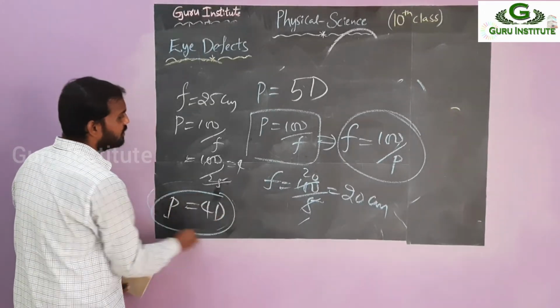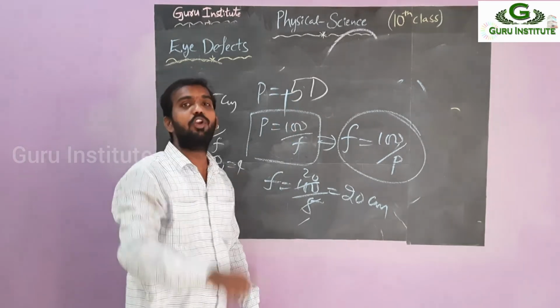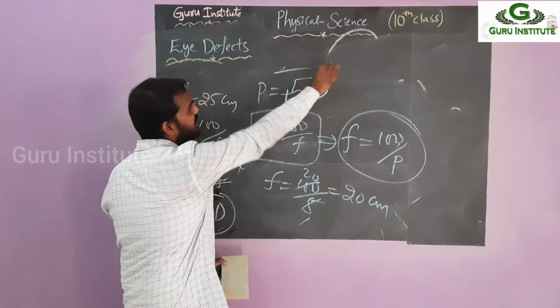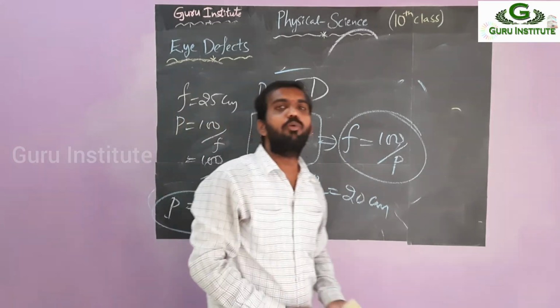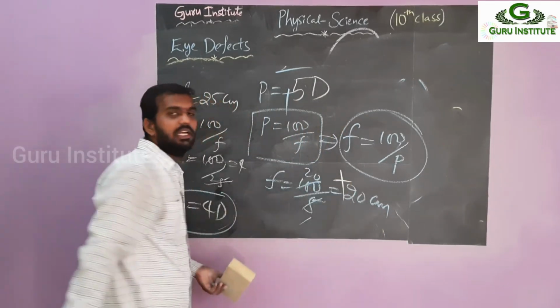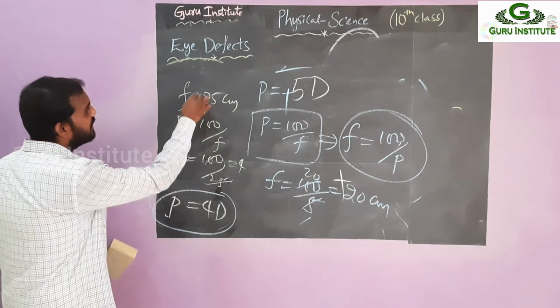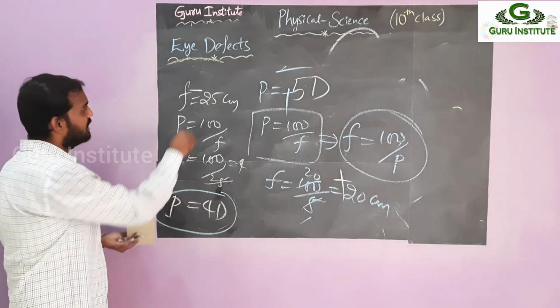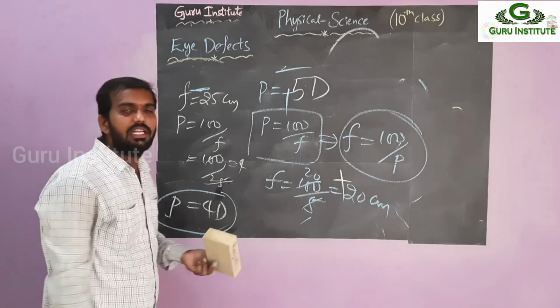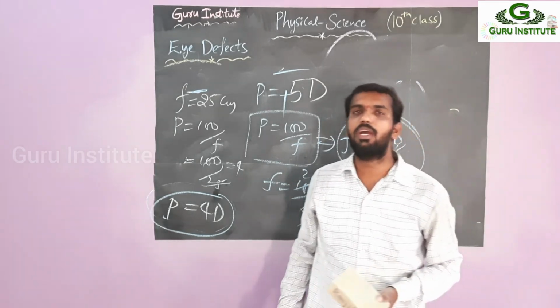Suppose the power of the lens is given as plus, that is a hypermetropia defect. Suppose the power of the lens is minus, that is a myopia defect. If you get the focal length positive, that is a hypermetropia defect. If you get the focal length negative, like -1, then that is a concave lens. So that is a myopia defect.